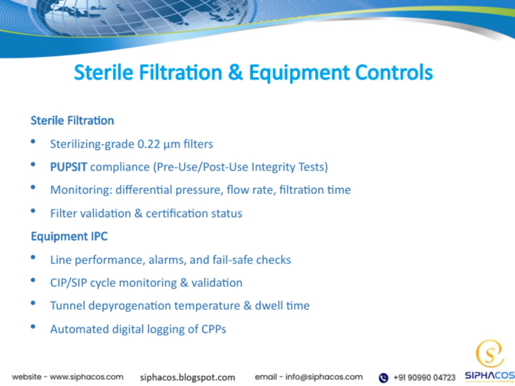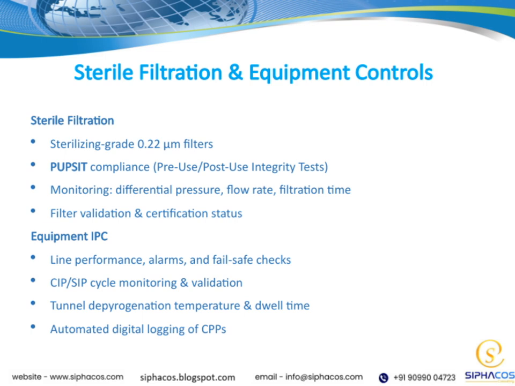These parameters help us quickly identify any issues like filter clogging or failures during the process. Additionally, the filter validation and certification status are carefully tracked to ensure ongoing compliance and performance. Moving on to equipment IPC, or in-process controls, we monitor line performance, alarms, and fail-safe checks to maintain a robust system. This includes overseeing CIP and SIP cycle monitoring and validation, which are crucial for cleaning and sterilization processes, ensuring they are effective each cycle.